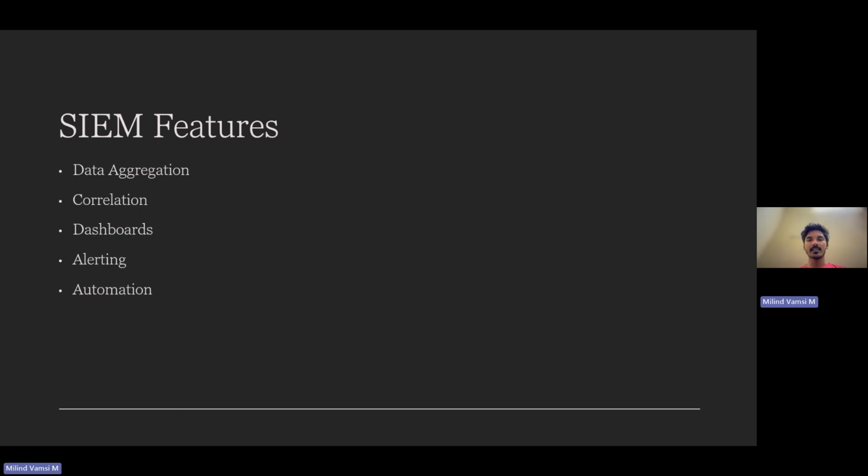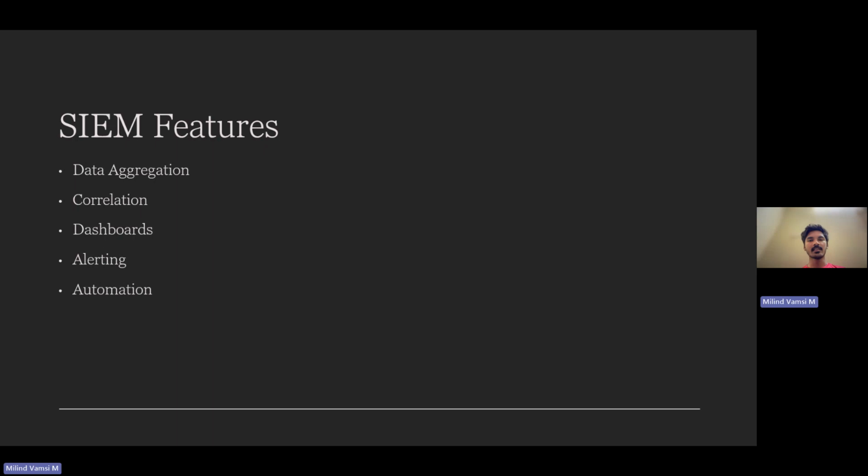And then comes the next feature, that is automation. Some SIEM solutions go beyond the basic functionalities, incorporating automation features. This may include automated security incident analysis and incident response mechanisms. These automated processes often enhance the efficiency of the overall cybersecurity.